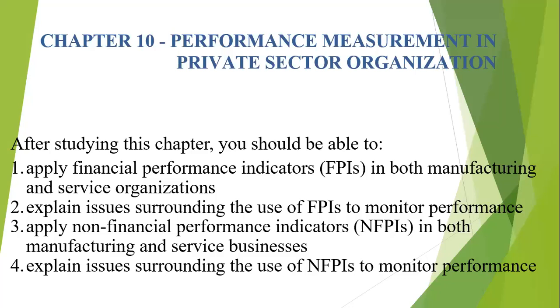After studying this chapter, you should be able to apply the financial performance indicators in both manufacturing and service organizations. Basically, organizations are into the manufacturing of goods, or it may be services. Those are the two main business organizations we have. So in such a context, you must be able to apply the financial performance indicators. In order to assess the performance, you need to have the indicators. Performance measurement, in a simple sense, is all about to what extent you achieve your stated objectives and the vision and mission of the organization.